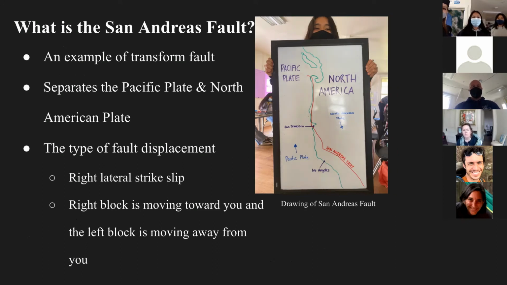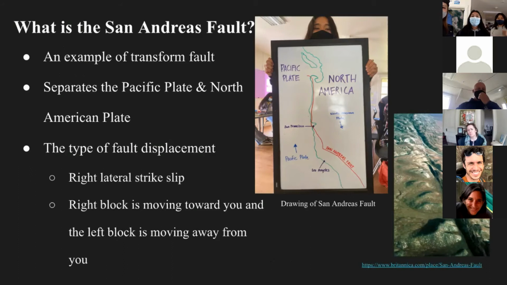What is the San Andreas Fault? The San Andreas Fault is an example of a transform fault, and this fault separates the Pacific Plate and the North American Plate. This type of fault displacement is a right lateral strike slip, meaning the right block is always moving towards you while the left block moves away from you.